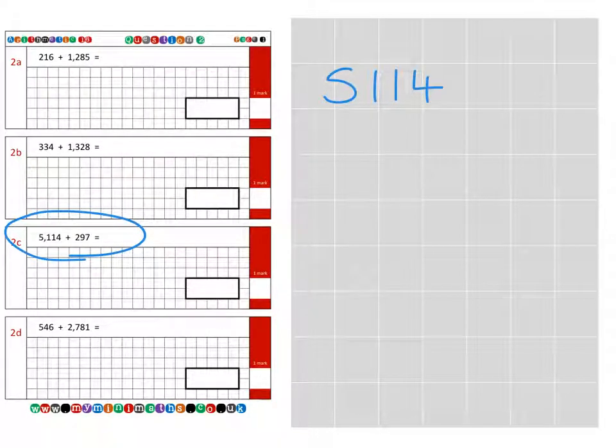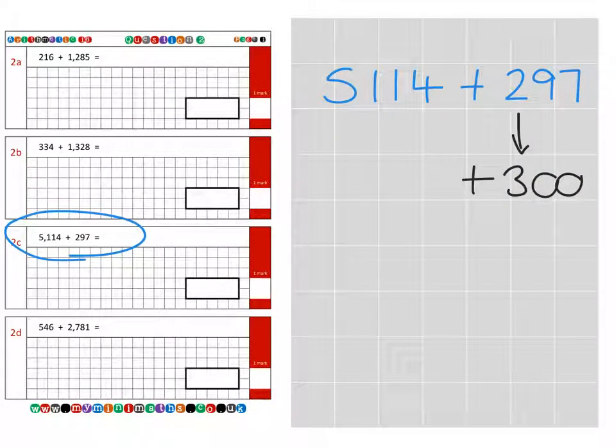And next we're on to question 2c, which is 5114. And we're going to add 297 to it. And for this question, we're going to look at mental addition and do this in our head, because what we can do is we can change this 297 to 300. So we're adding 300 to 5114 instead, and here we've added an extra 3.